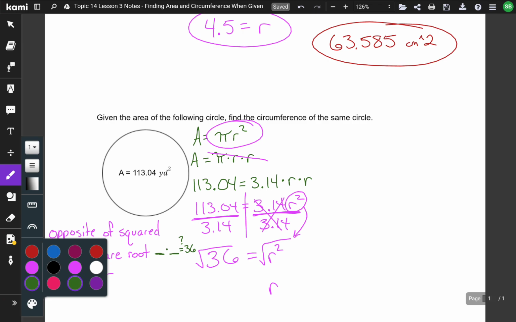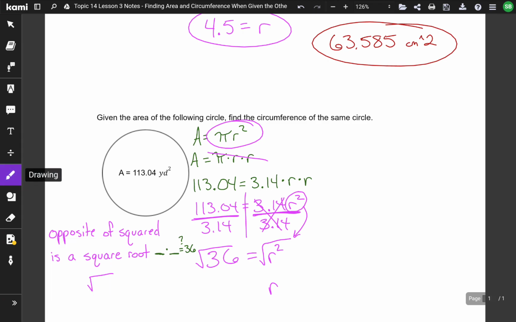If you don't know that off the top of your head, though, all you do is go to your calculator and type in square root of 36. And that tells me that my radius is 6 in this case. If the square root part doesn't quite make sense to you or you need it explained a little better, feel free to come up in person and ask, and we can walk you through how to type it into the calculator to make sure you know what you're doing.